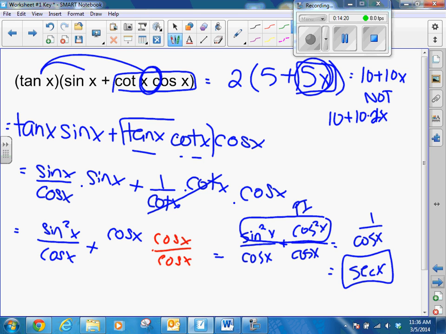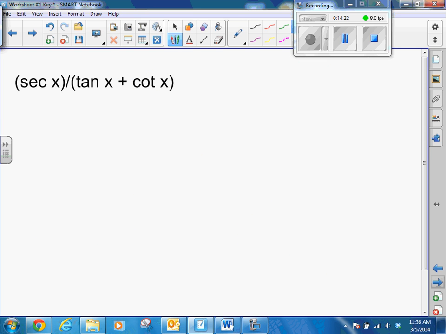Okay, number 6. What did we get as an answer here? It should be sine of x. Okay, so what do we want to do here? What should we do first? I changed the numerator into 1 over cosine and the denominator into sine over cosine, so that's perfectly fine.